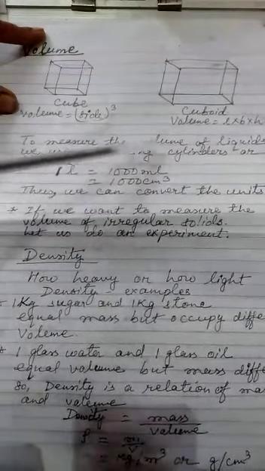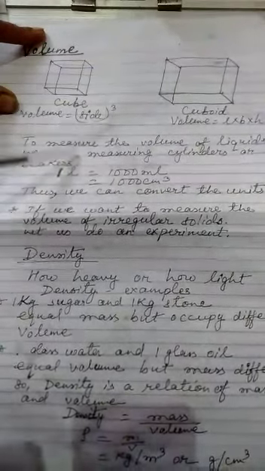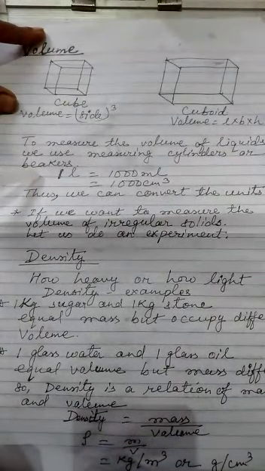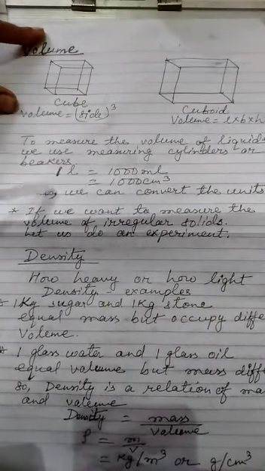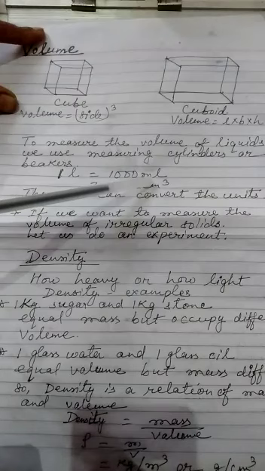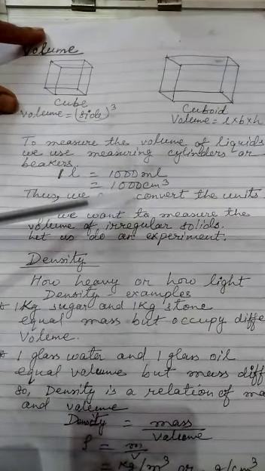To measure the volume of liquids, we use measuring cylinders or beakers. You must have seen the cap over the medicine. There is a mark in milliliters given. We used to measure the medicine in that cap and then we used to take it.